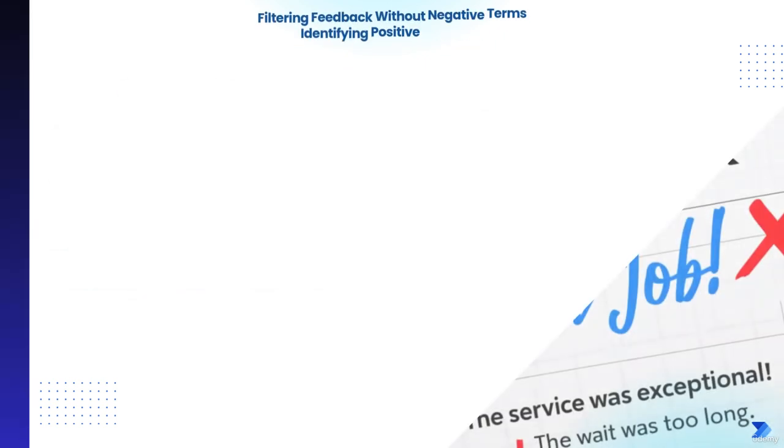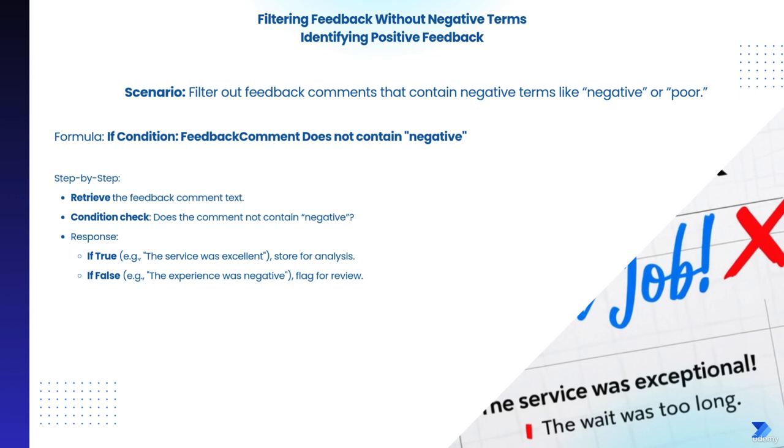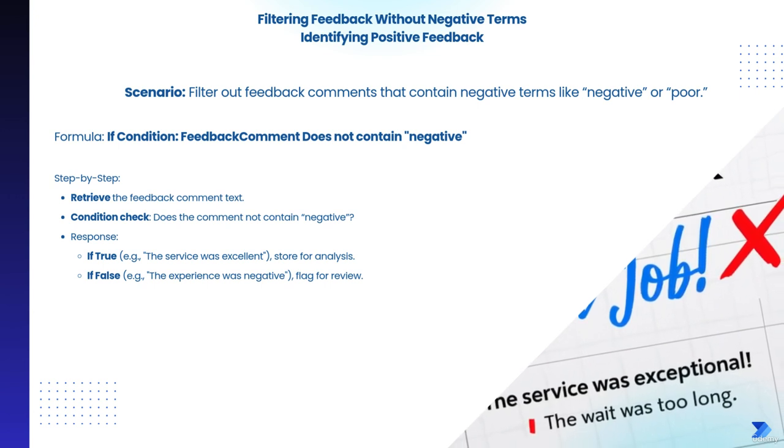Example 2. Filter out unwanted feedback keywords. Scenario: in a feedback analysis system, you want to identify comments that do not contain words like negative or poor. The flow checks if the feedback does not contain the term negative. Formula: if condition, feedback comment does not contain negative.